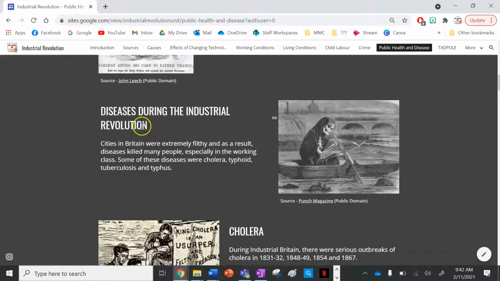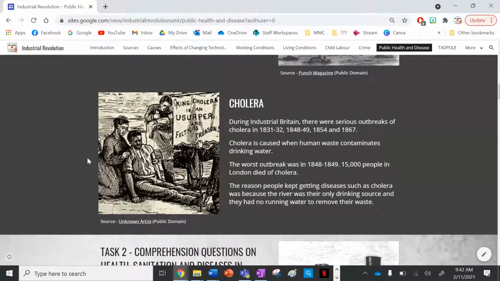Diseases during the Industrial Revolution. Cities in Britain were extremely filthy, and as a result diseases killed many people, especially in the working class. Some of these diseases were cholera, typhoid, tuberculosis and typhus. In particular, they killed a lot of people in the working class essentially because of the overcrowding of people and then the lack of sanitation in the places that they lived, and running water and pipes as well.